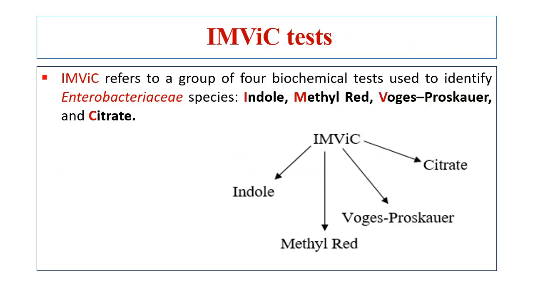What we mean by the IMViC test is a group of 4 biochemical tests used for identifying members of the Enterobacteriaceae family. These tests include I, indole; M, methyl red; V, Voges-Proskauer; C, citrate. These tests are essential and useful to differentiate between Escherichia coli and Klebsiella pneumoniae, which appear similar in culture media. Now we begin with the first test, the indole test.